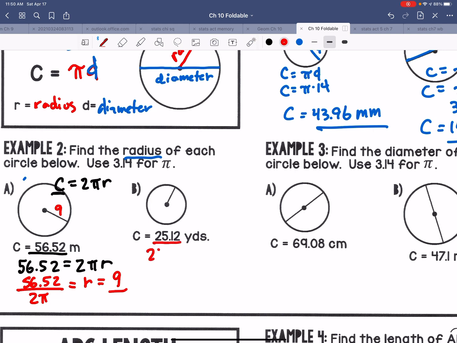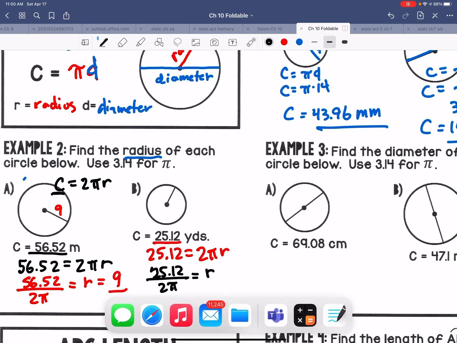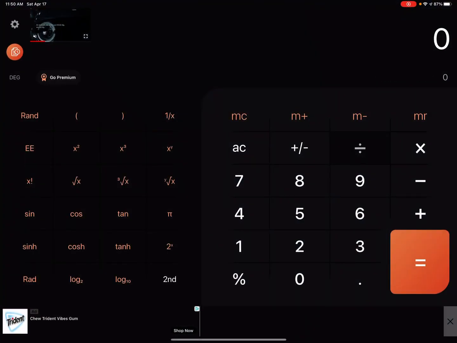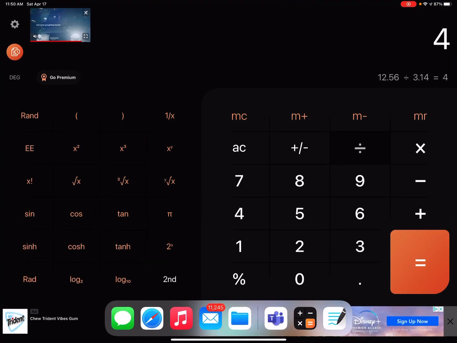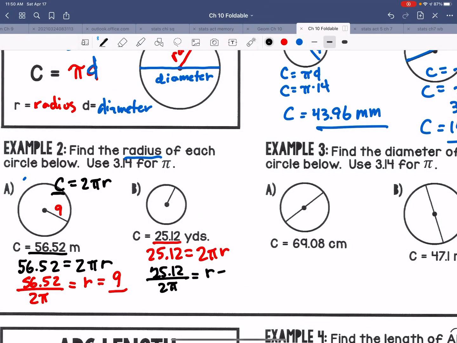Here, same thing. We have our circumference, and we know it's equal to 2 pi r. So using the Lynch swap, we could move the 2 pi down, giving us r. So 25.12 divide by 2, enter, divide by pi, enter, 4. Okay, so if that's 4, all the way across is 8, and 3 times 8 is 24. So yep, that's a little bit bigger than 24.